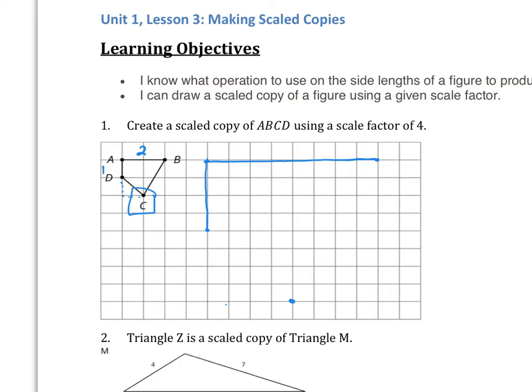Okay. From there, I can connect with a line. Again, on Notability, your lines will be a lot straighter because you can press and hold. And then for the last point from B to C, I can just go ahead and connect. So that is a scaled copy of the original ABCD figure. All right, let's take a look at question 2.